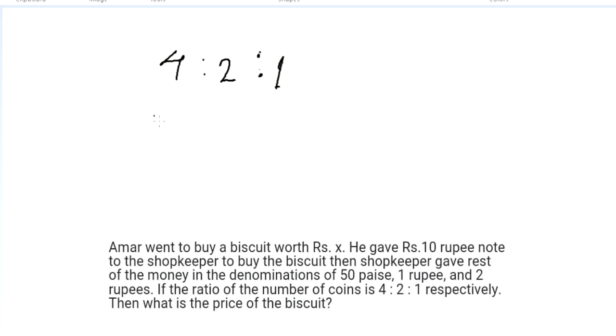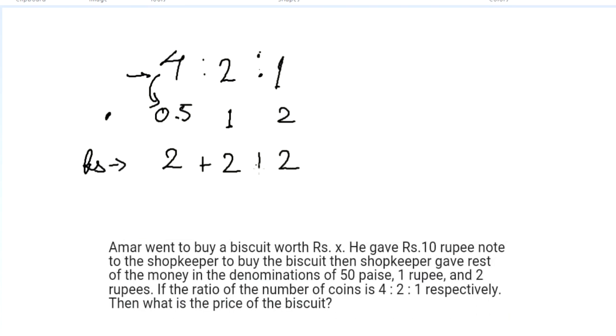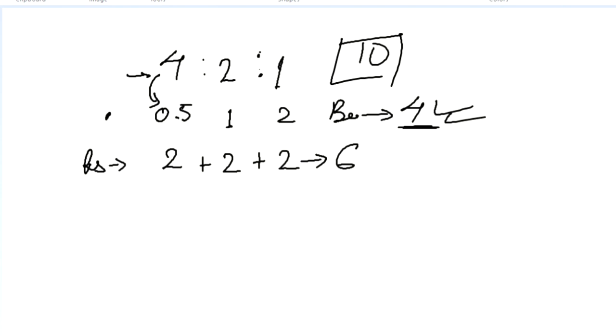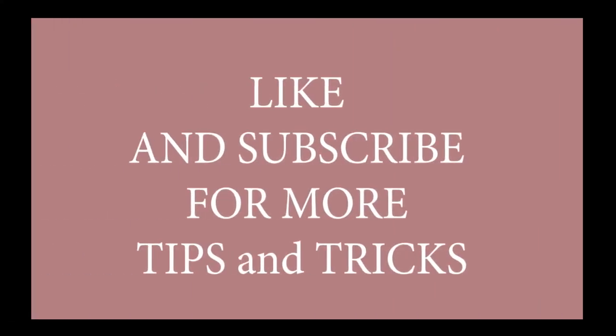So for the 50 paise coin, let's make it in terms of rupees, so it will be 0.5 rupees, right? And the 1 rupee coin is 1 rupee. Here this is 2 rupees. So 4 into 0.5 is 2 rupees, and this one will be 2 rupees, and this one will be 2 rupees. So total, how many rupees does he have in return? This is 6 rupees. So the biscuit will be how much? 4 rupees, because it is the 10 rupees that he brought. So this is the answer.